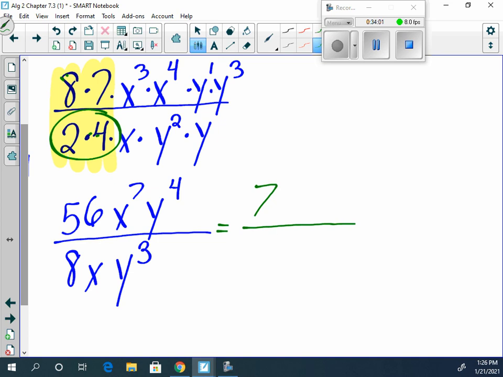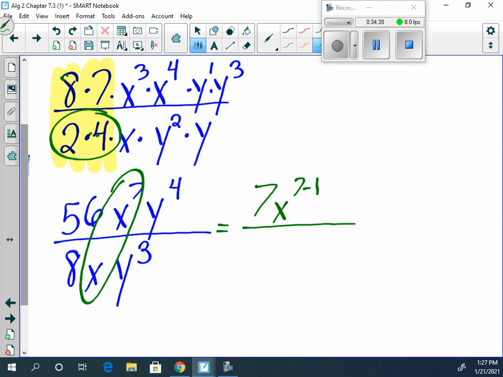Now, when we have like bases being divided, what do you think we're going to do with the exponents? Subtract them, because when we multiply like bases, we add. When we divide like bases, we subtract. Now, the way that we would write this mathematically is we're going to say x to the 7 minus 1. The exponent on top minus the exponent on bottom.